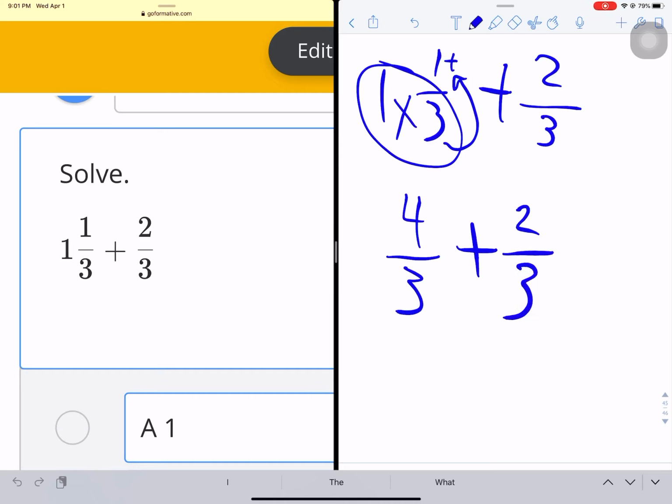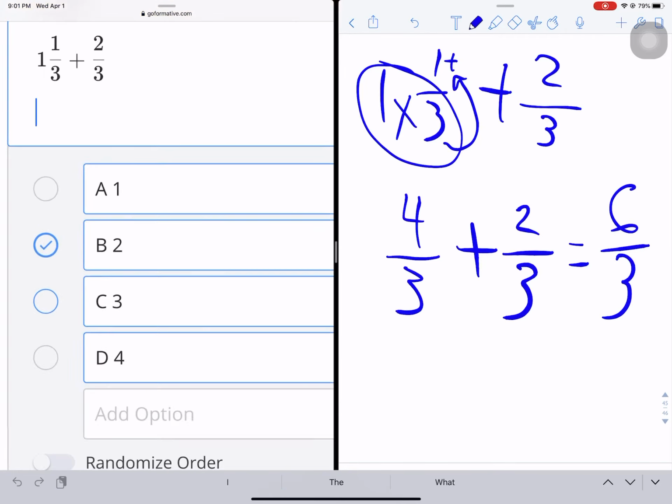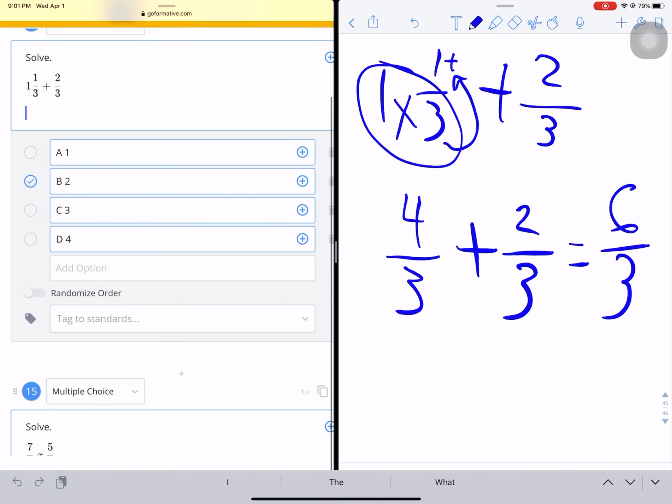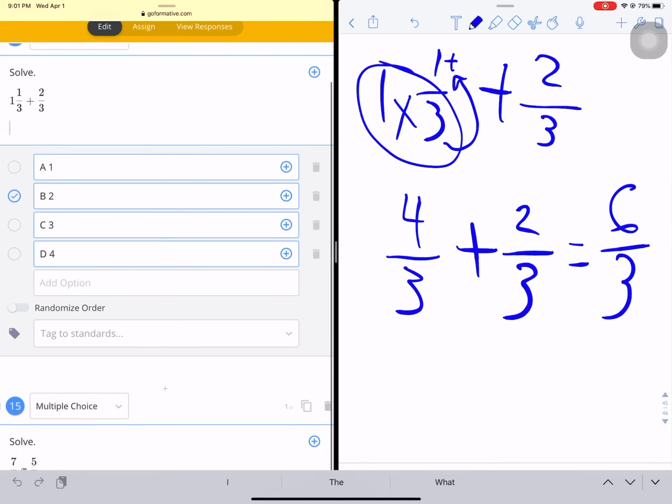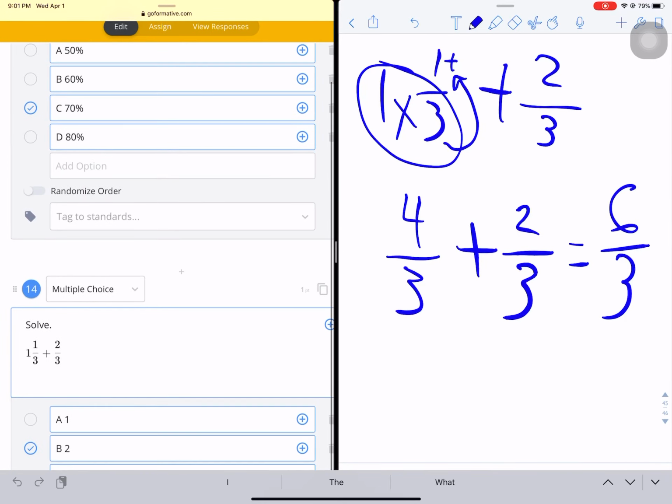Plus 2/3. Now we have the same bottom number, so the bottoms don't add. We just add the tops. 6/3. And I wouldn't leave it at 6/3. What is 6 divided by 3? And that is why that answer is there. Questions on that? No, you can't talk to me. It's a video. Okay, all right.